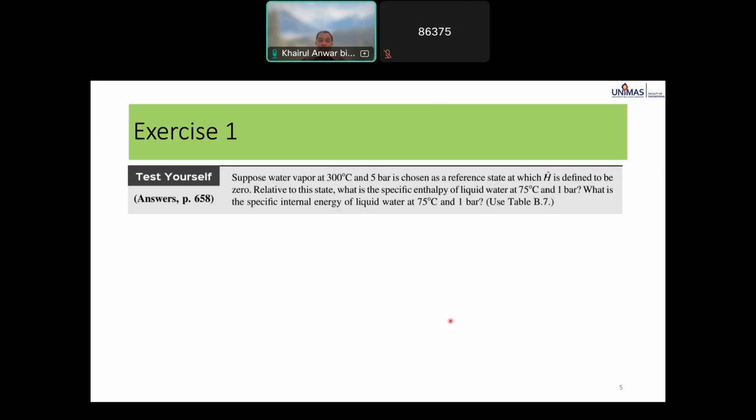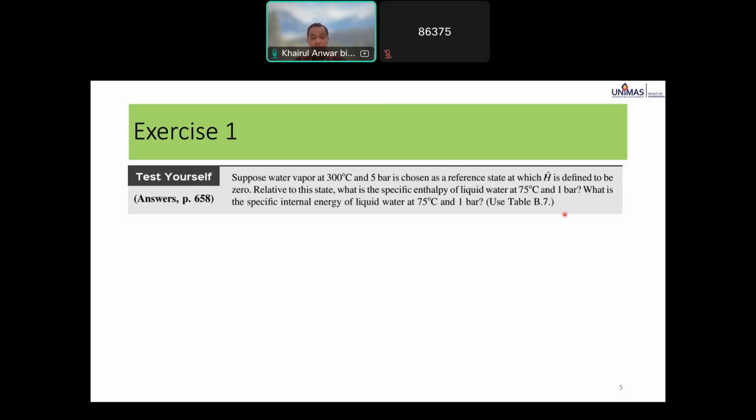Exercise 1. Suppose water vapor at 300 degrees C and 5 bar is chosen as a reference state at which specific enthalpy is defined to be zero. Relative to this state, what is the specific enthalpy of liquid water at 75 degrees C and 1 bar? Then what is the specific internal energy of liquid water at 75 degrees C and 1 bar? All right.